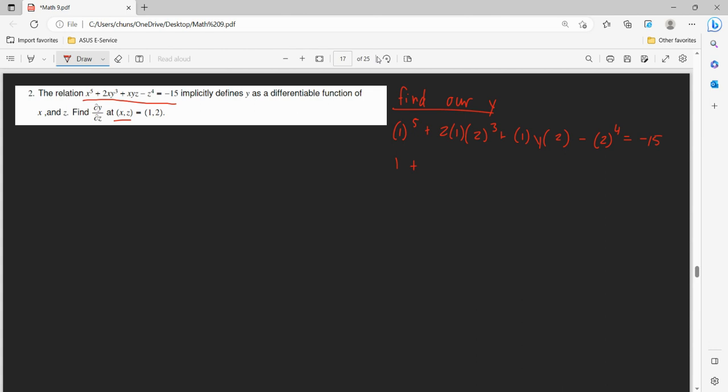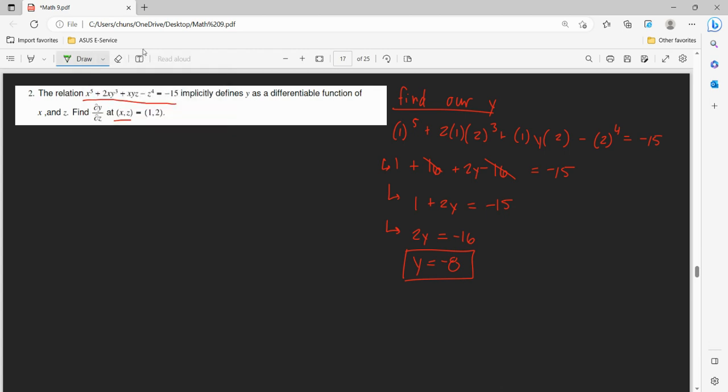So this is just 1 plus 16, and this is plus 2y plus, this is minus 16, I believe, right? Yes. So the 16 goes away, and we are left with 1 plus 2y equals negative 15. Let's move that 1 over. This is 2y equals negative 16, which means y is equal to negative 8. So this is the variable we're going to plug in.